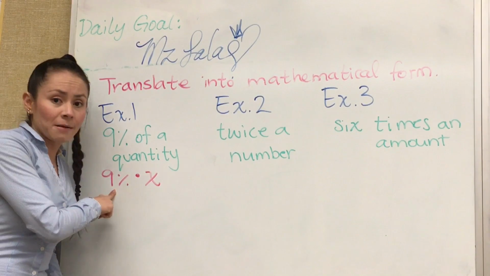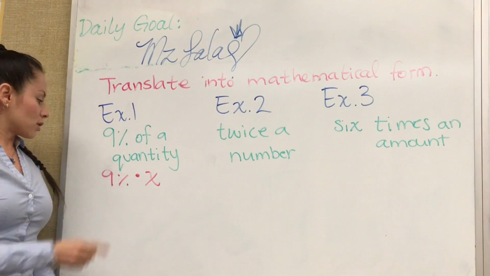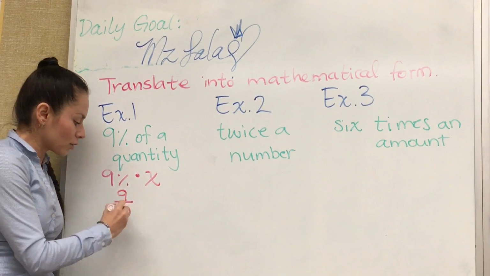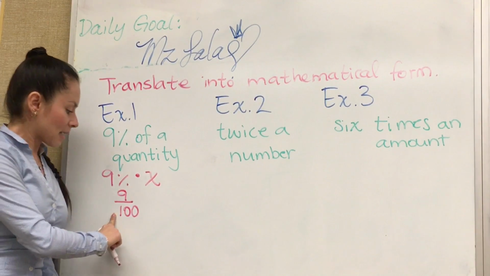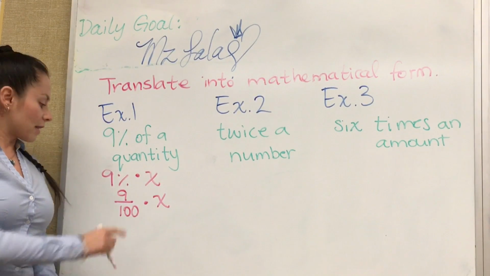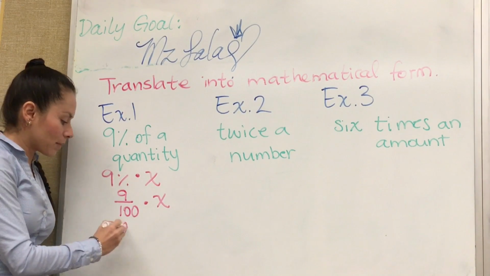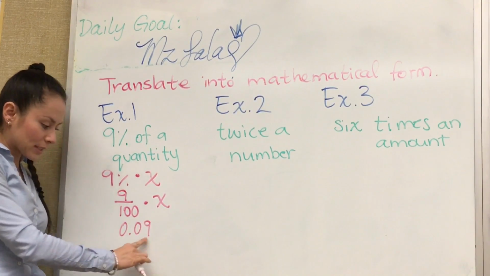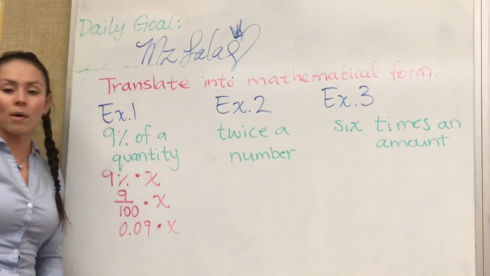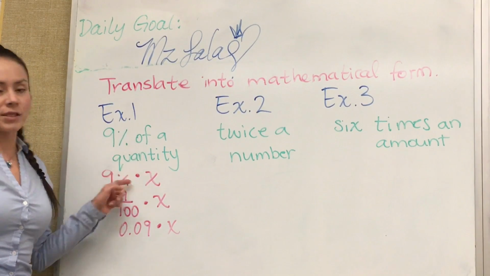Now, 9% can be translated into a fraction. So what is 9% out of 100? Well, 9 over 100, right? So we can say 9/100 of a quantity. And therefore, we can do the same thing with 0.09, this is a tenths place, this is a hundredths place, 0.09 of a quantity. These are your 3 different mathematical forms that you can translate 9% of a quantity.